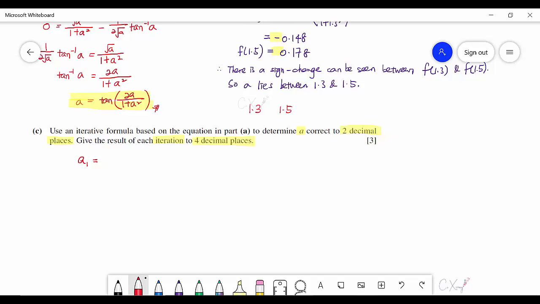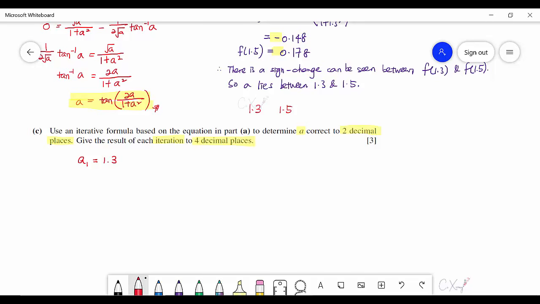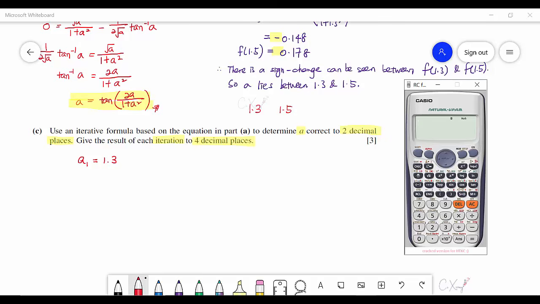Please take note that for my A1, I will put it as 1.3. This is my initial value. Then now I need to key in the iteration formula. So what is the iteration formula here? It is tan(2a), so I key in tan, then 2, then x, all divided by 1 plus a squared, so 1 plus x, and then squared.